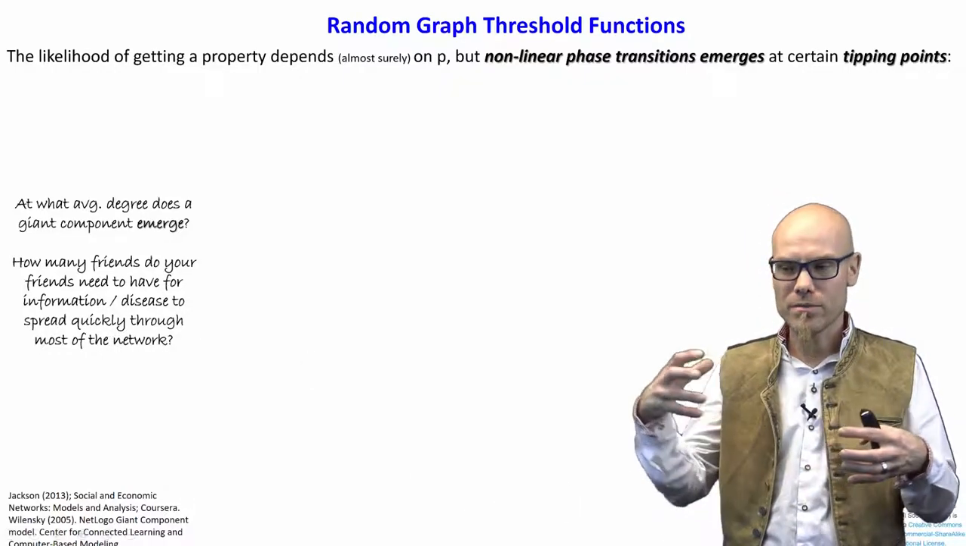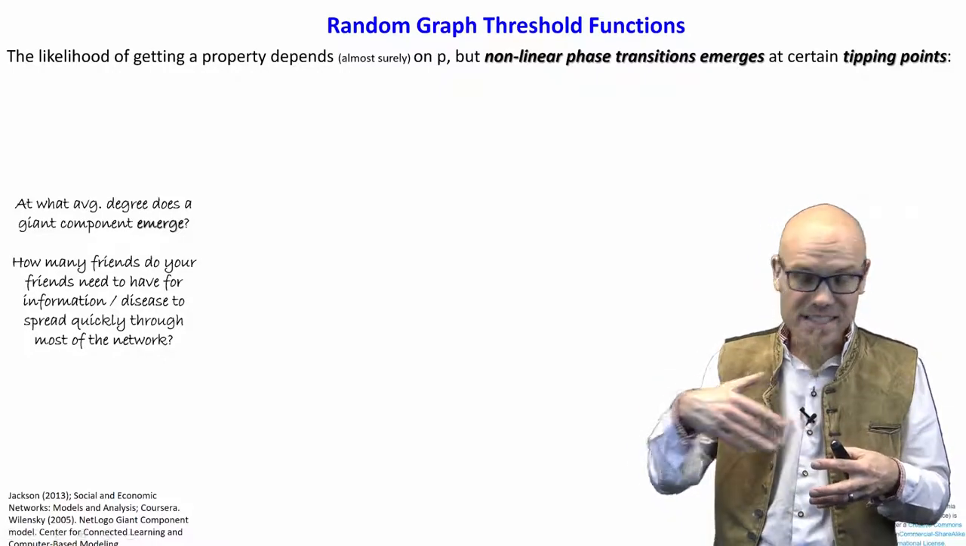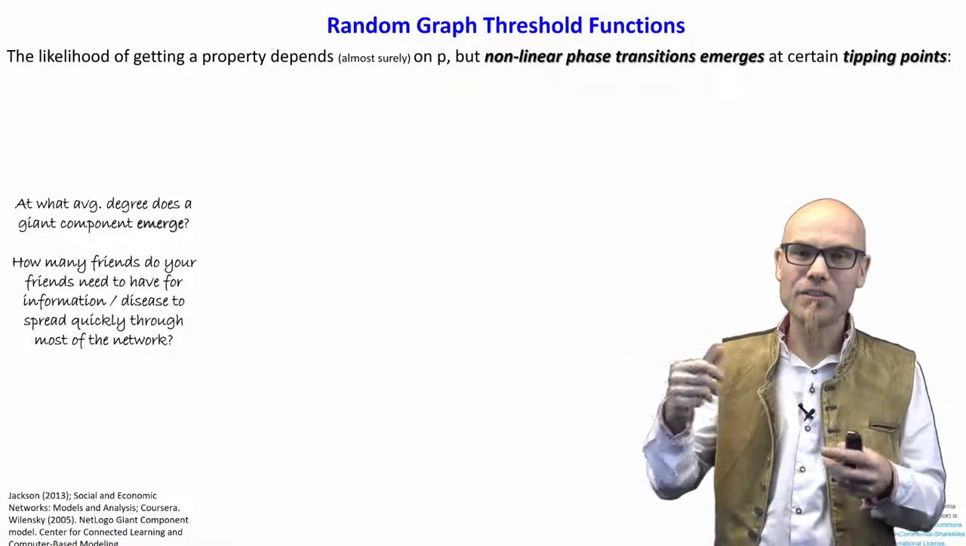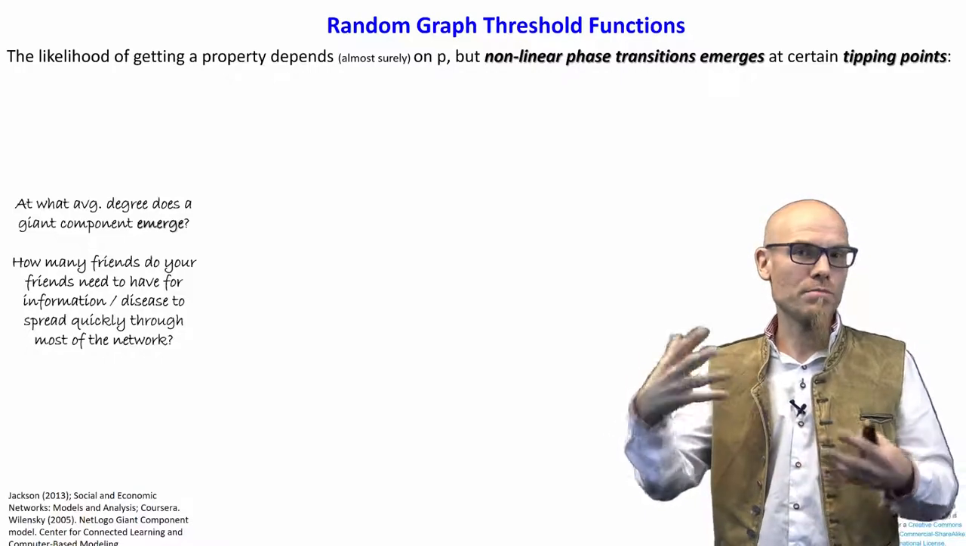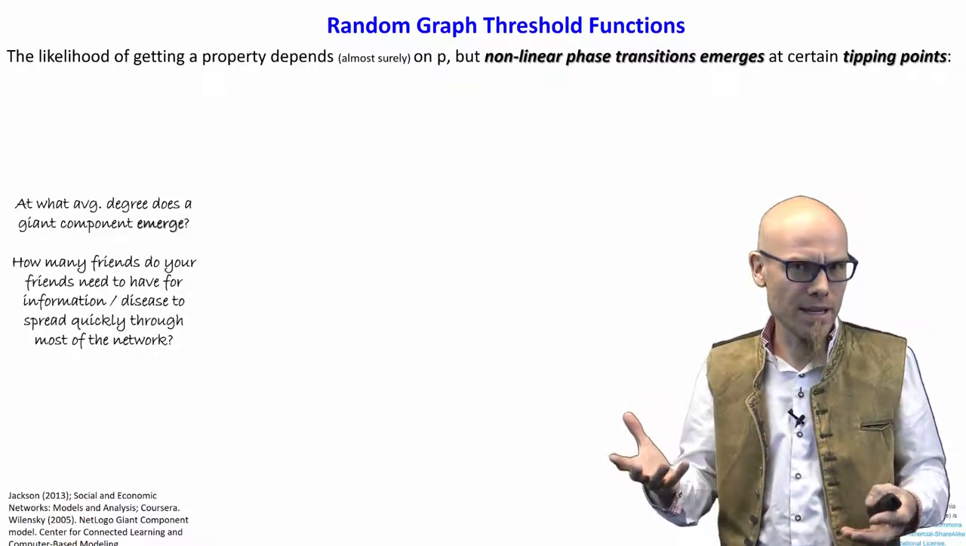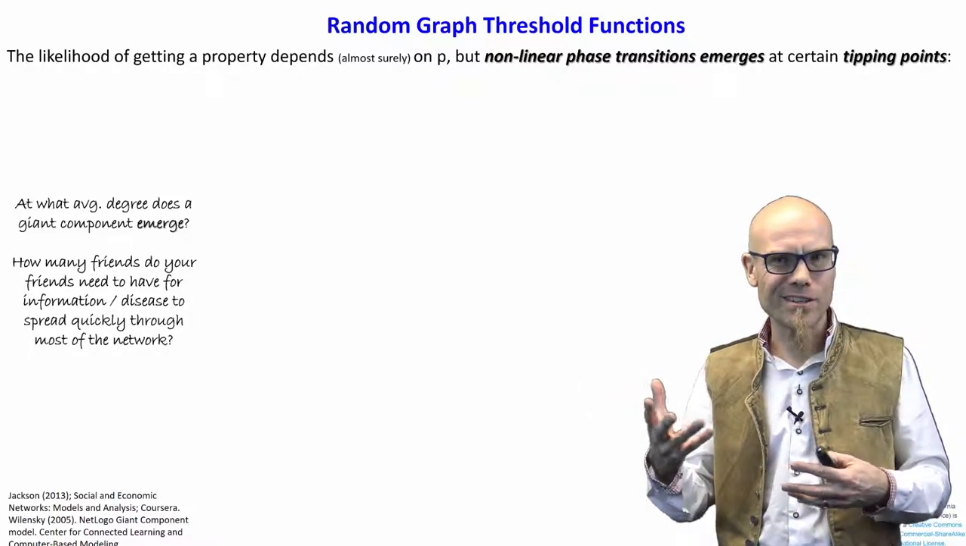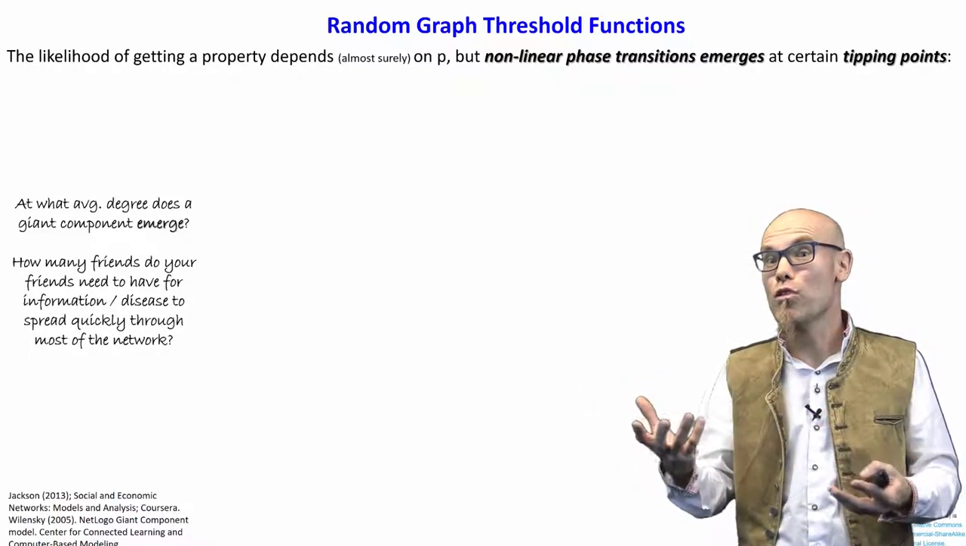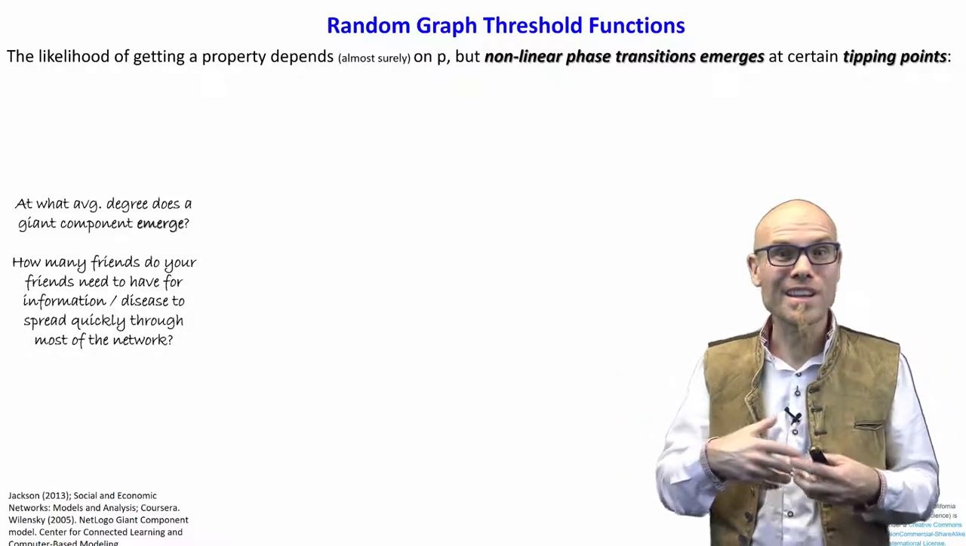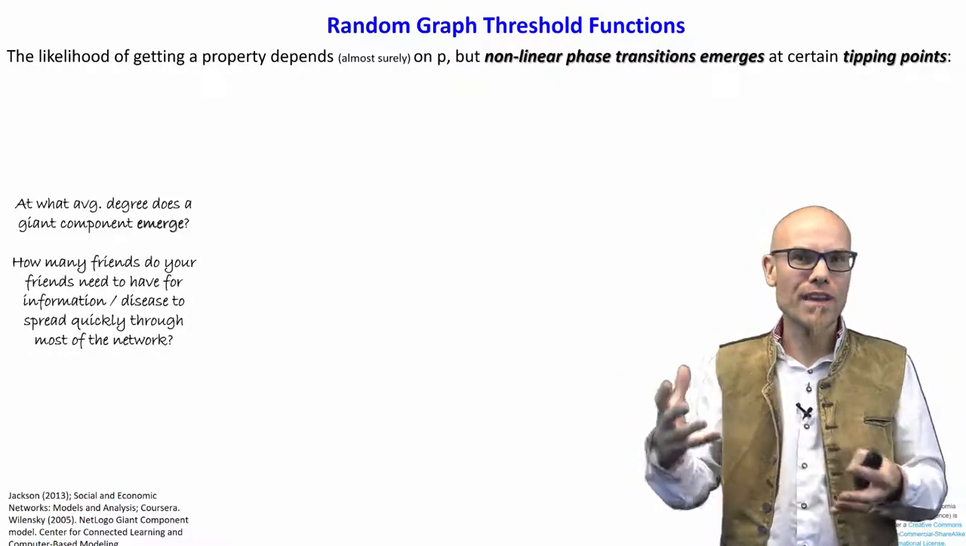The giant component is when most people are connected, so a disease can spread, which would be a negative thing, or an innovation could spread, which could be a positive thing, or a political opinion can spread, which depends on whether you like the opinion or not, or a rumor or a lie, fake news, could spread through the entire network if everybody is connected.